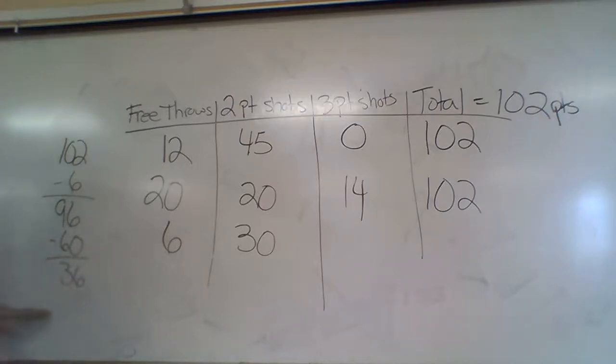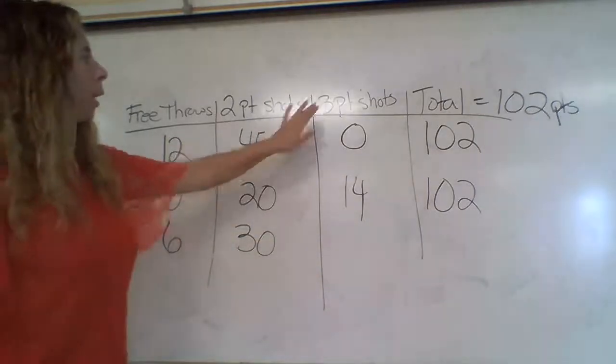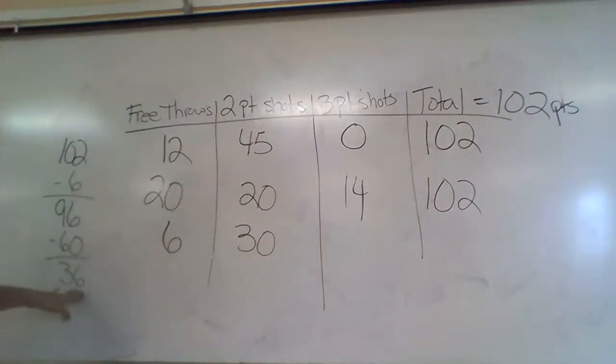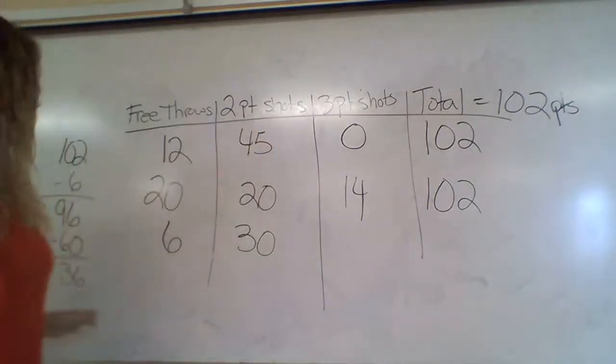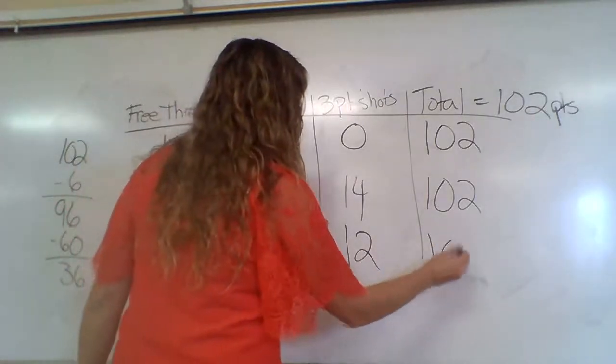So I need 36 more points to get to my 102. So once again, you can divide 36 by 3. I need 36 more points, and these are all worth 3, so 36 divided by 3, which is 12. And that gives me 102.